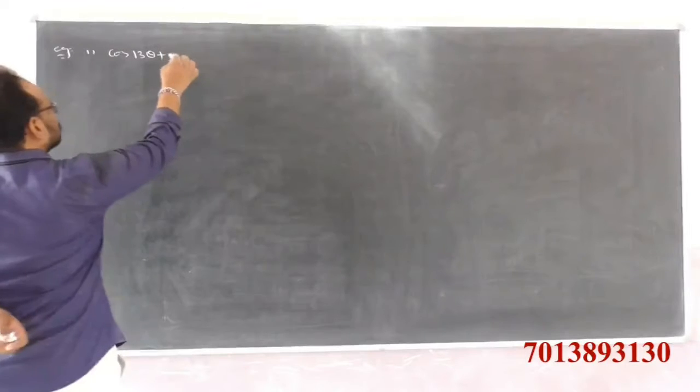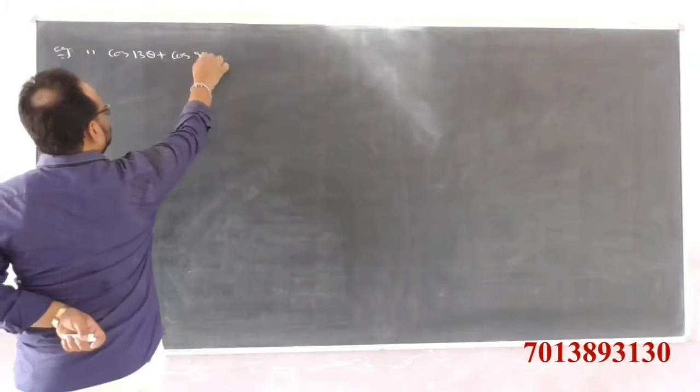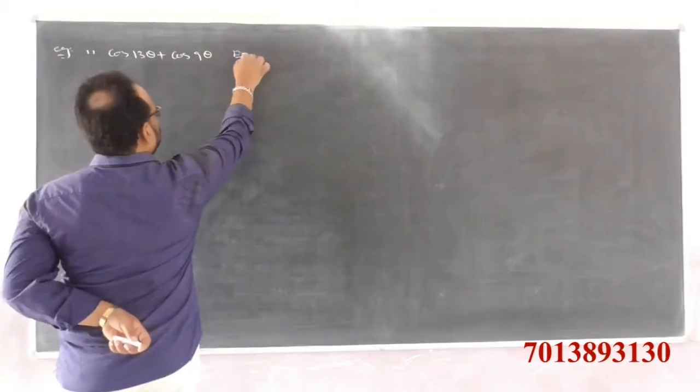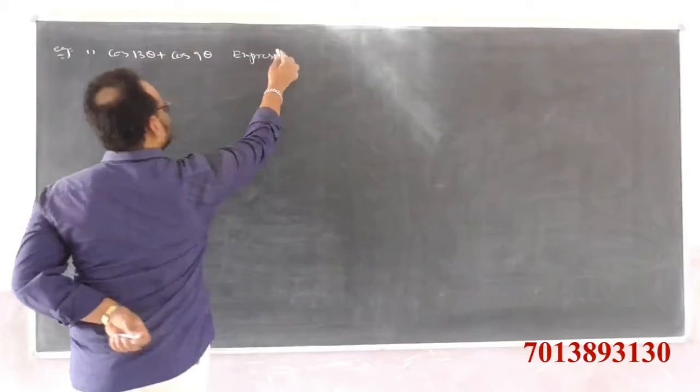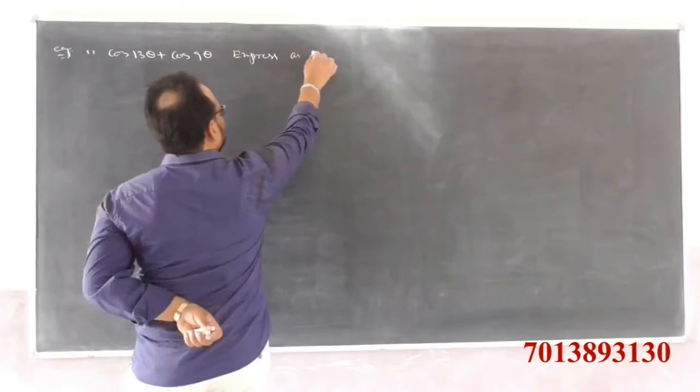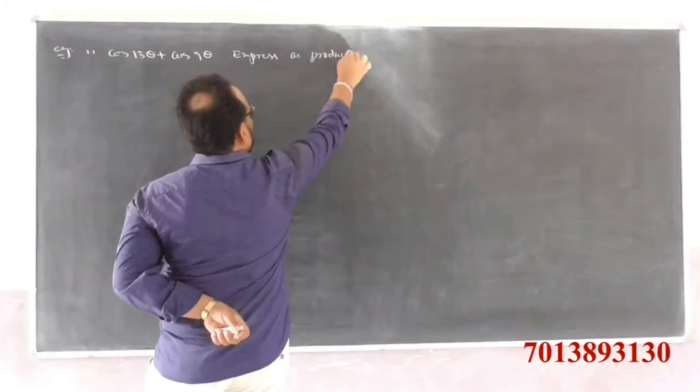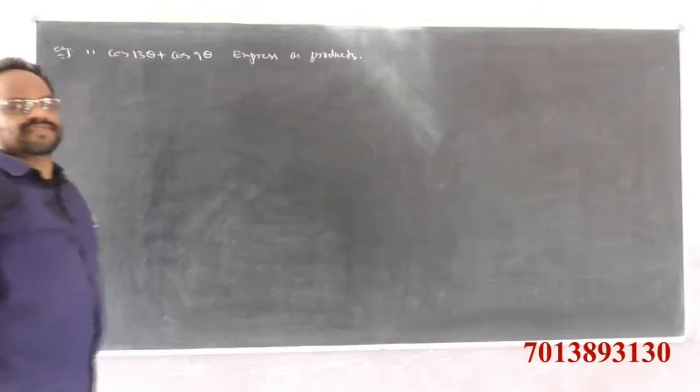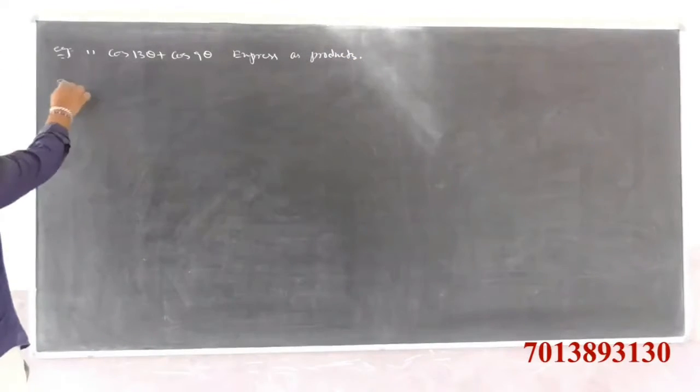cos 13 theta plus cos 9 theta. Express as products. Observe here, solution.